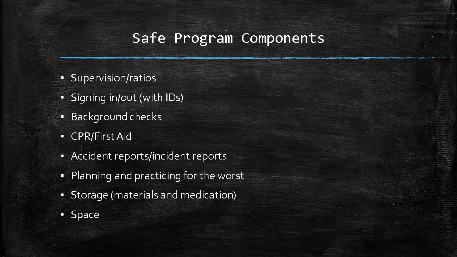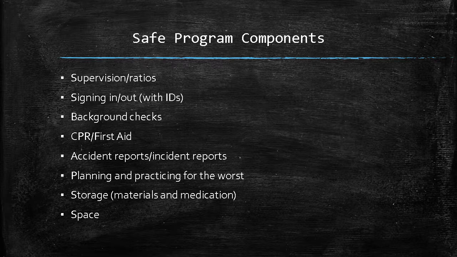Staff, especially staff who are supervising children, need to have CPR and first aid. You need to keep a log of accident reports and incident reports, and we will go over incident reports too about licensing because it's a licensing requirement. And then planning and practicing for our worst. We've had a hard summer with hurricanes and earthquakes and fires, so disaster planning, fire drills, lockdowns, and rations in case something terrible were to happen is really important.